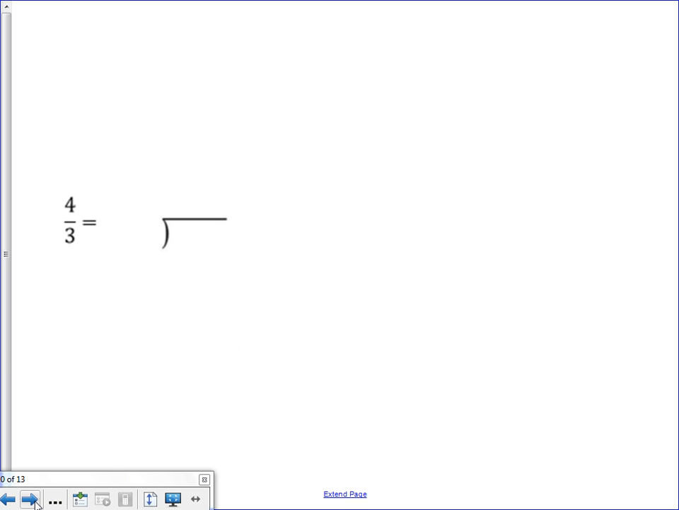All right, what I'd like you to do is if you understand this, go ahead and pause the video, finish the rest of the problems. If you don't understand it, go ahead and follow along with me. All right, again, the denominator goes on the outside, numerator goes on the inside with a decimal and 3 zeros.